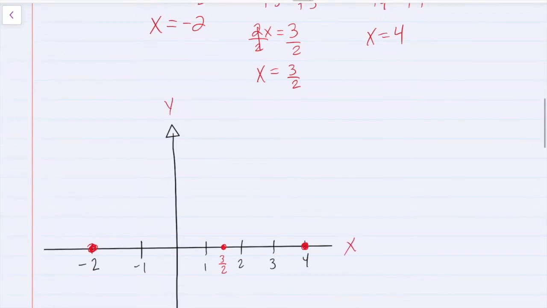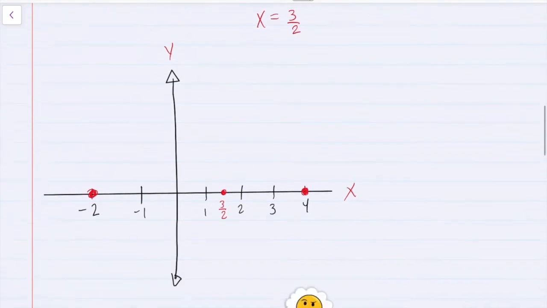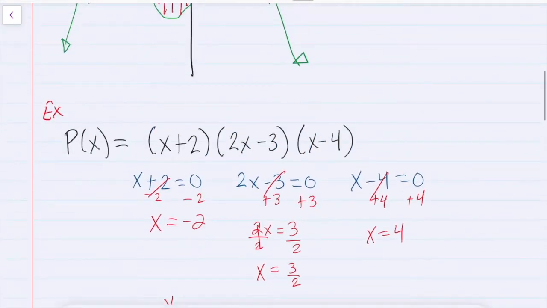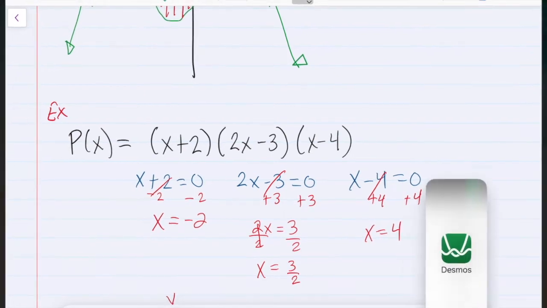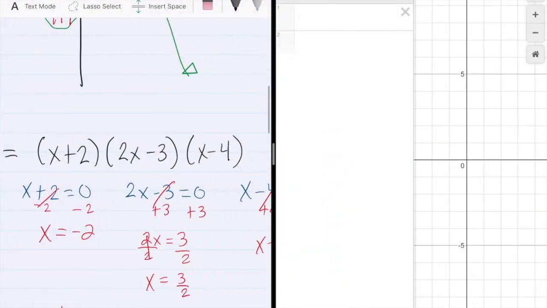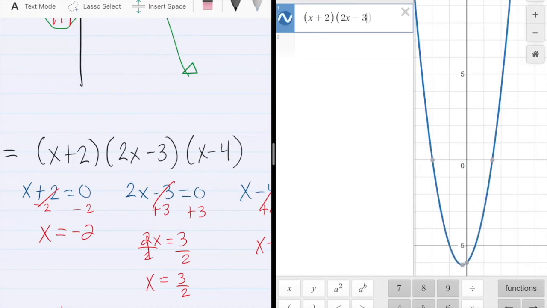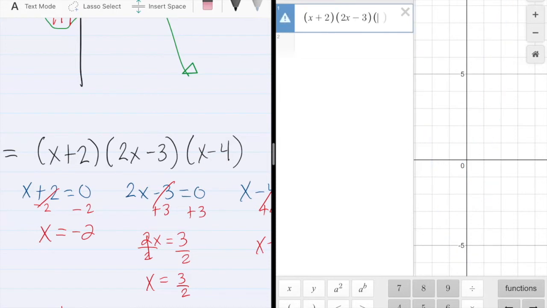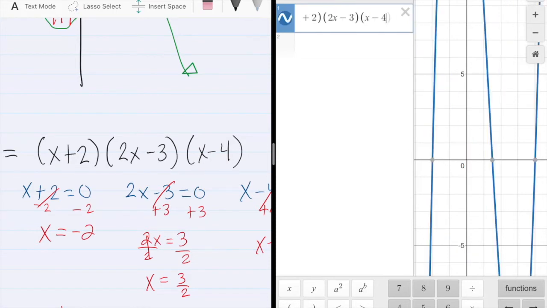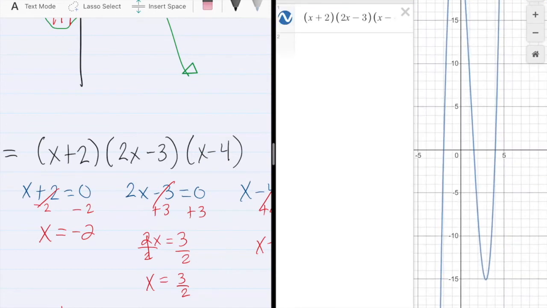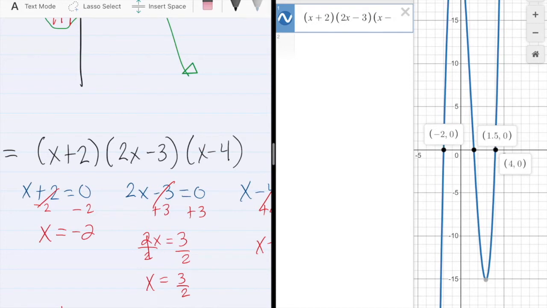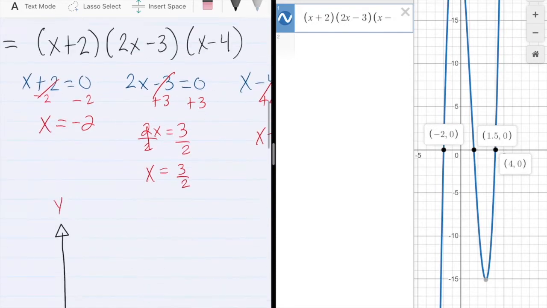Well, before I teach you how to graph this, continue graphing it, let's just post it on Desmos, see how it's going to look as well. Let me put Desmos out. So we're putting parentheses x plus 2, parentheses 2x minus 3, parentheses x minus 4. Okay, so looking at this one, guys, look, we still have the same zeros. And they're actually now telling you how the graph begins.